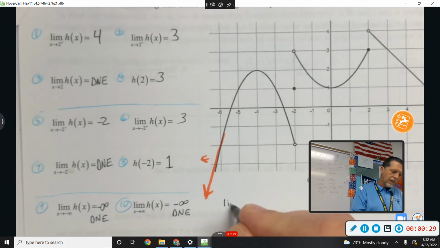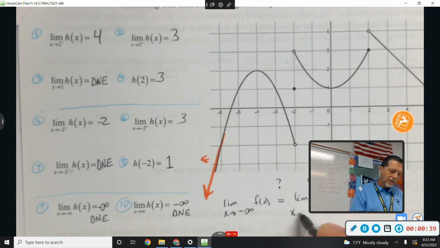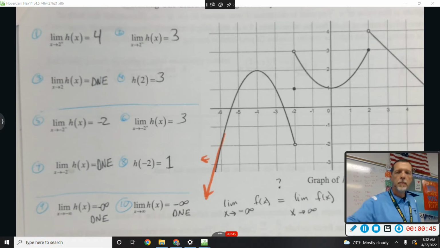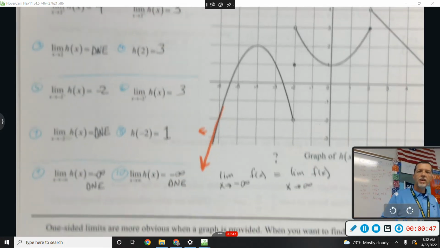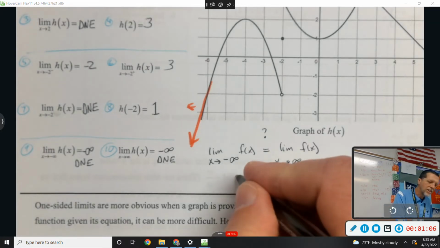What about this? Does the limit as x approaches negative infinity equal, and I'm not saying it does, I'm asking, the limit as x approaches positive infinity? Yeah. What do you think? Why do you say yes? They're both the same, are they not? What are they? Okay, so they both go to negative infinity. They're both does not exist.